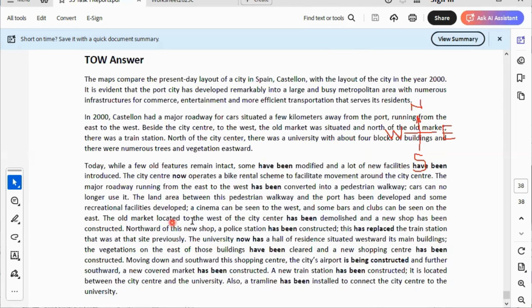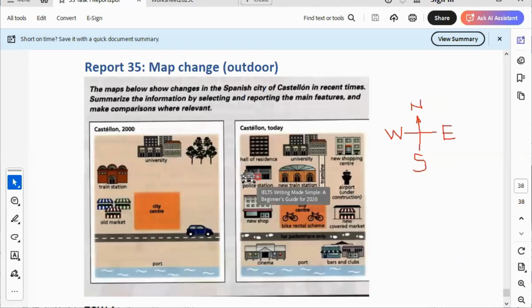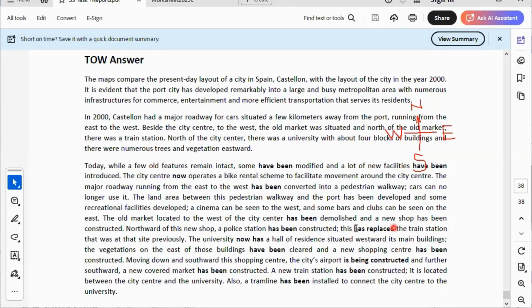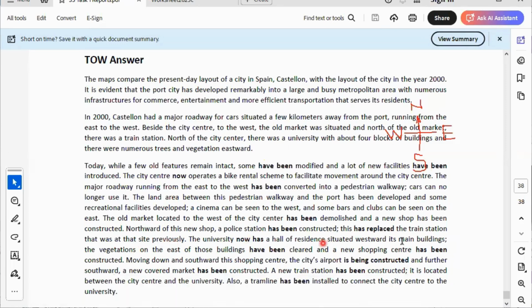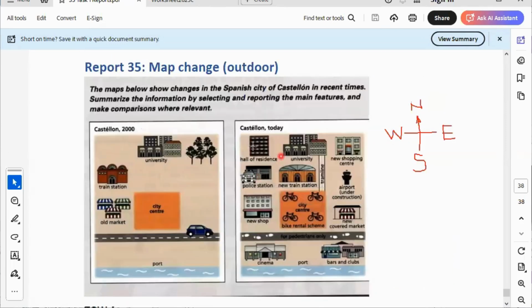The old market located to the west of the city center has been demolished and a new shop has been constructed. Northward of this new shop, a police station has been constructed. Can you see? Northward of this new shop, a police station, okay, has been constructed. This has replaced, can you see that? The train station that was at that site previously. The university now has a hall of residence situated westward its main building.